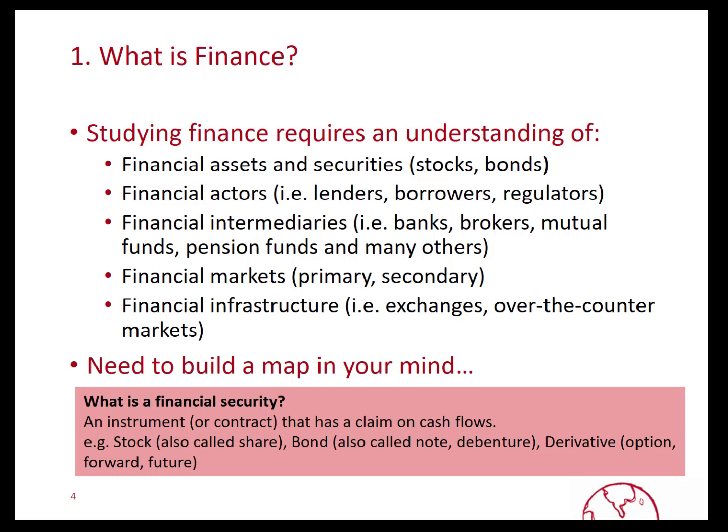So, just to recap, a financial security is a type of instrument or a contract that has a claim on cash flows. It could be a stock, could be a bond, or it could be a derivative.